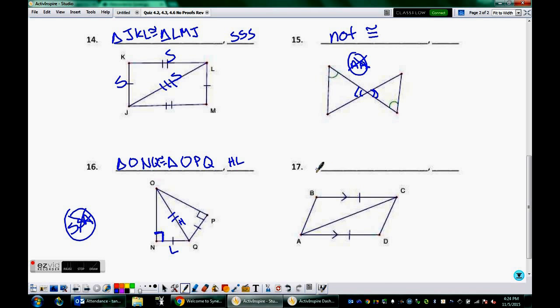For 17, the last one here, so I've got parallel lines again, and one transversal that matters here. So when I've got those parallel lines, again, I'm looking for my alternate interior angles. I also have a shared side in this case. Okay, so I have side, angle, side, which is on my approved list, so these 2 triangles are congruent.